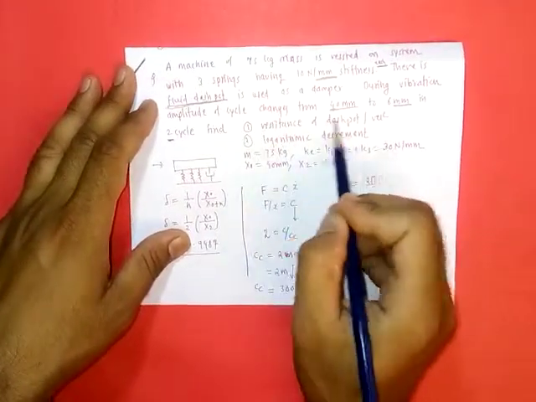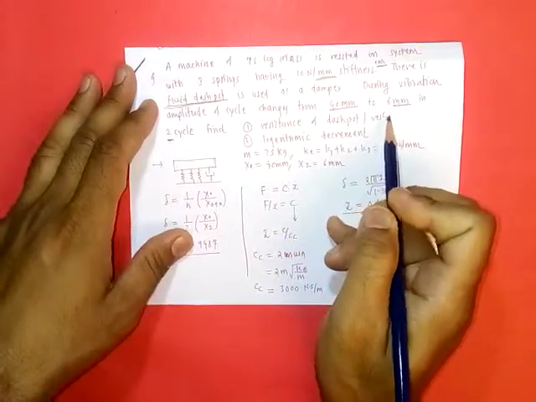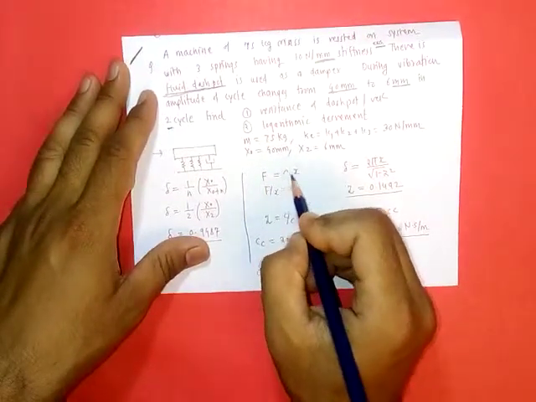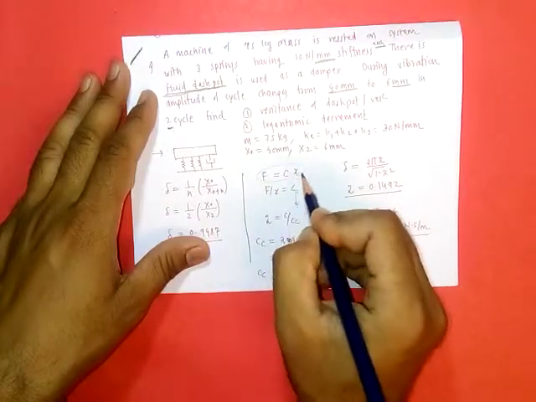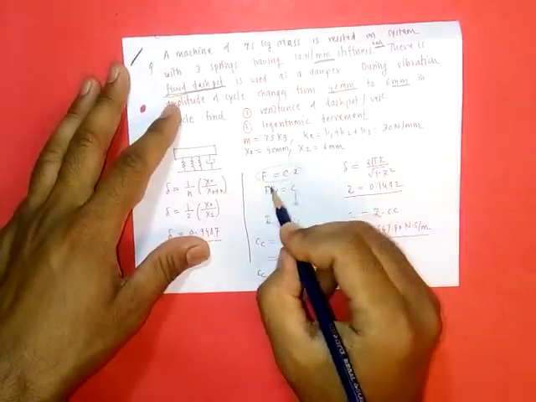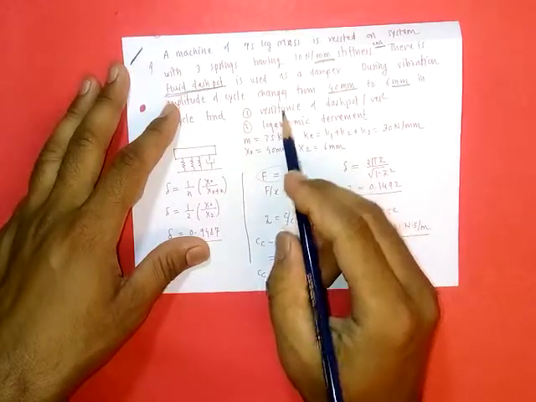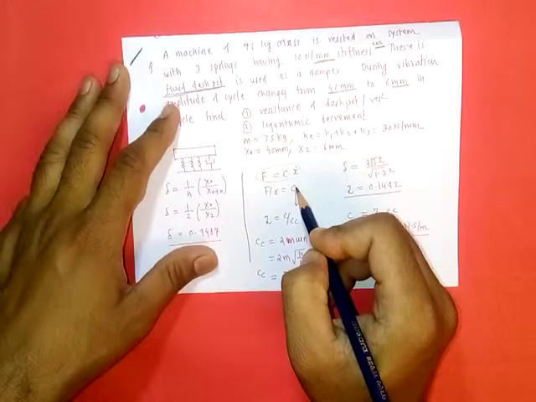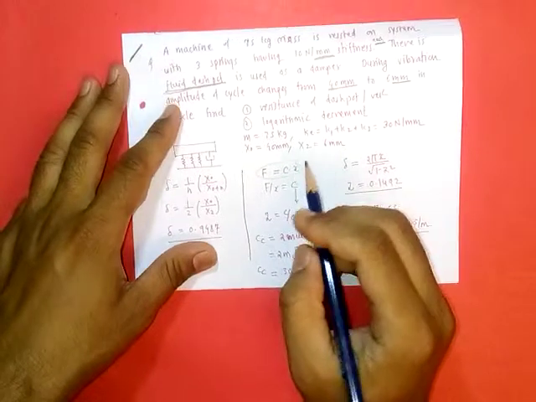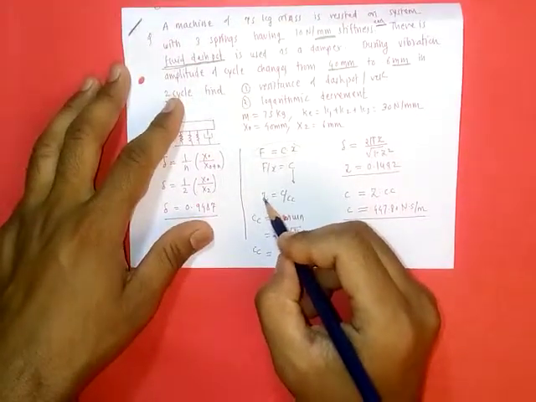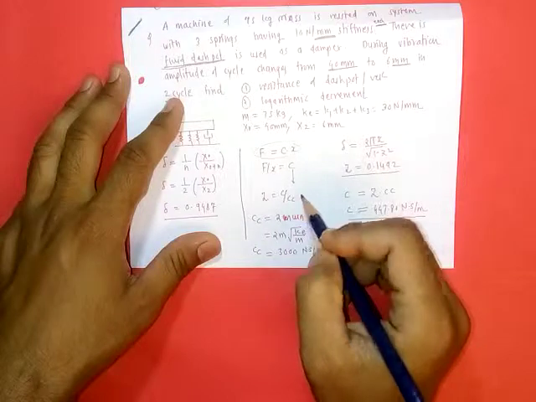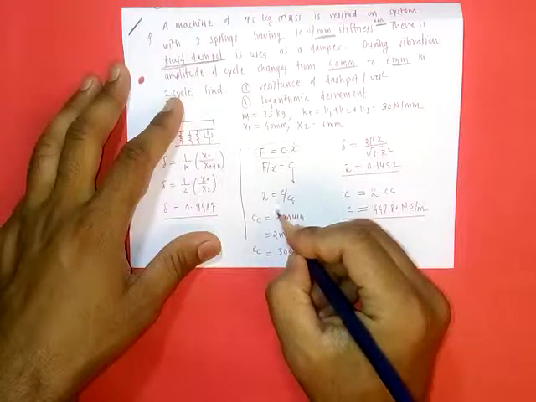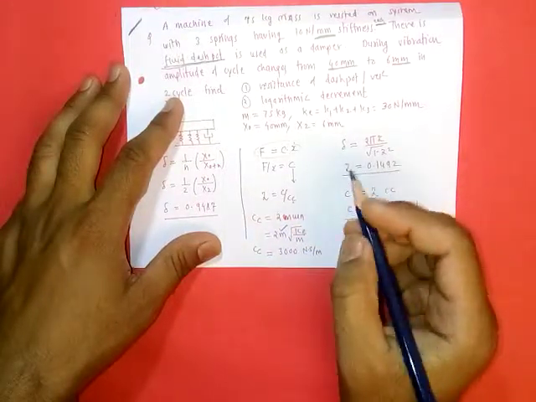So first is the resistance of the dashpot per velocity. We have the formula: resistive force, or damping force, is equal to C into x dot, because the damper is a viscous damper. Then resistance per velocity is equal to C, that is the damping coefficient. So to find out the damping coefficient, we use the damping factor formula. Damping factor is equal to C upon Cc, where Cc is 2 m omega n.